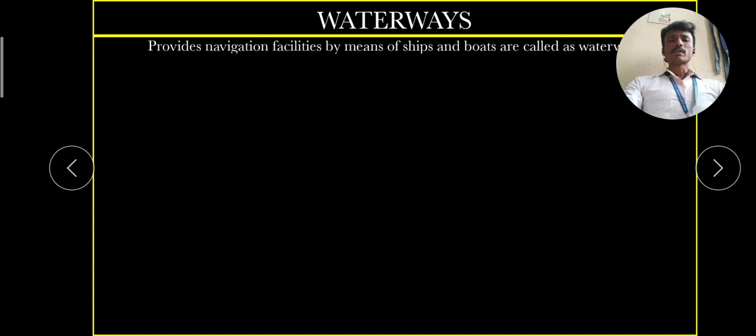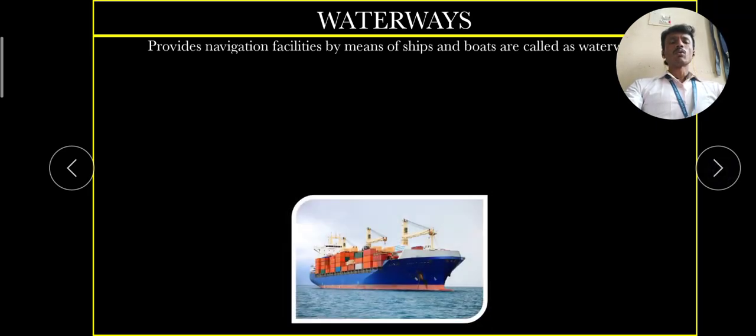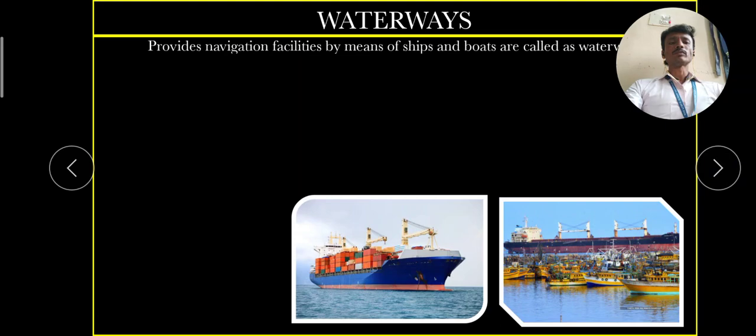The transport that provides navigation facilities by means of ships and boats is called waterways. Travel by water. By using the water, we can travel from one place to another place. So that is called waterways, or water transport.